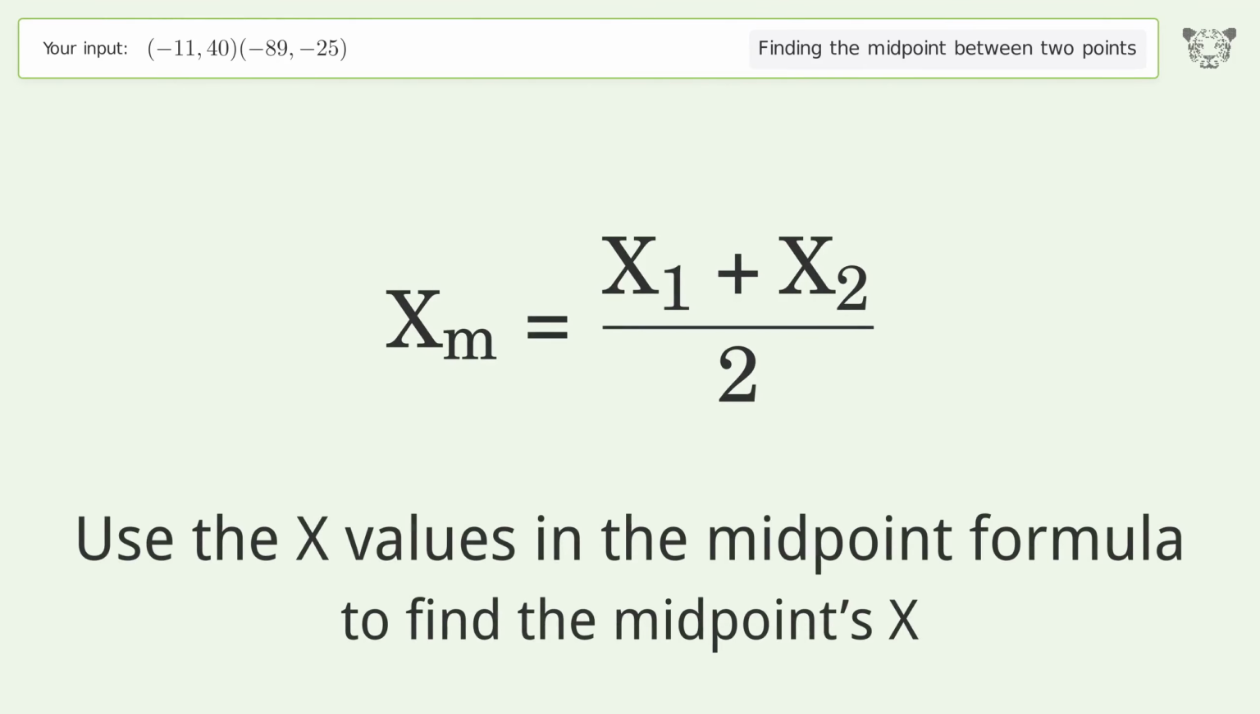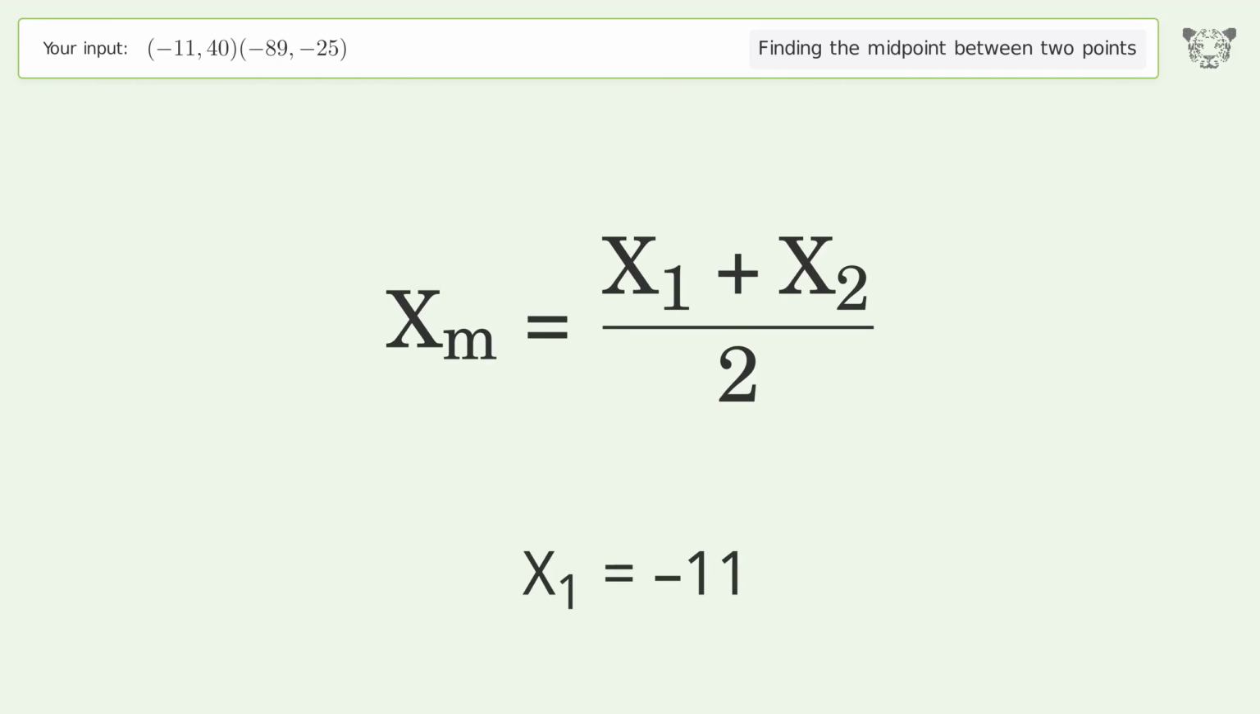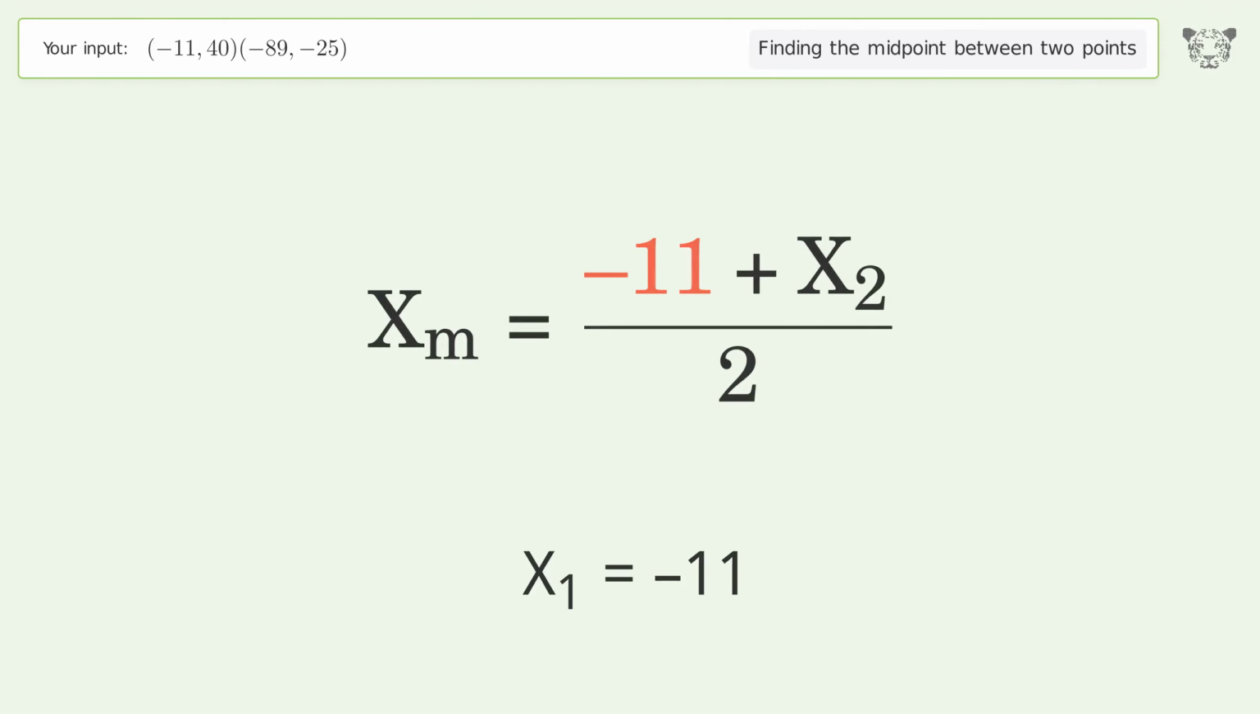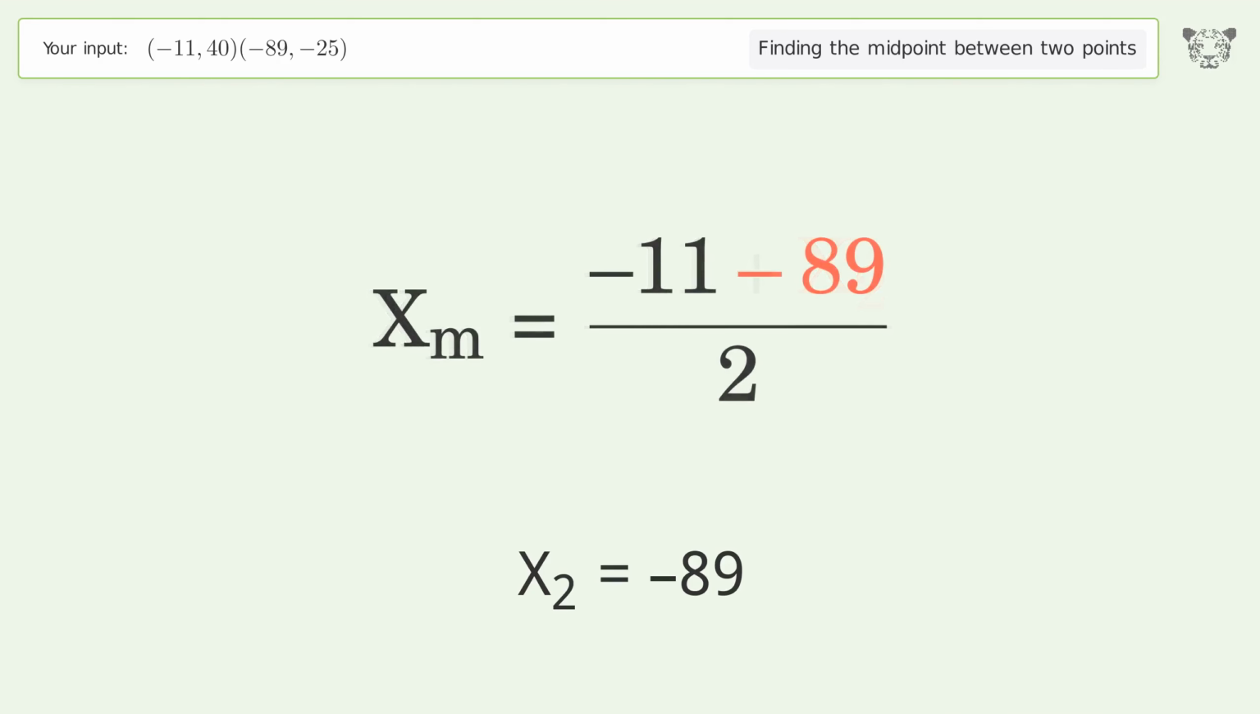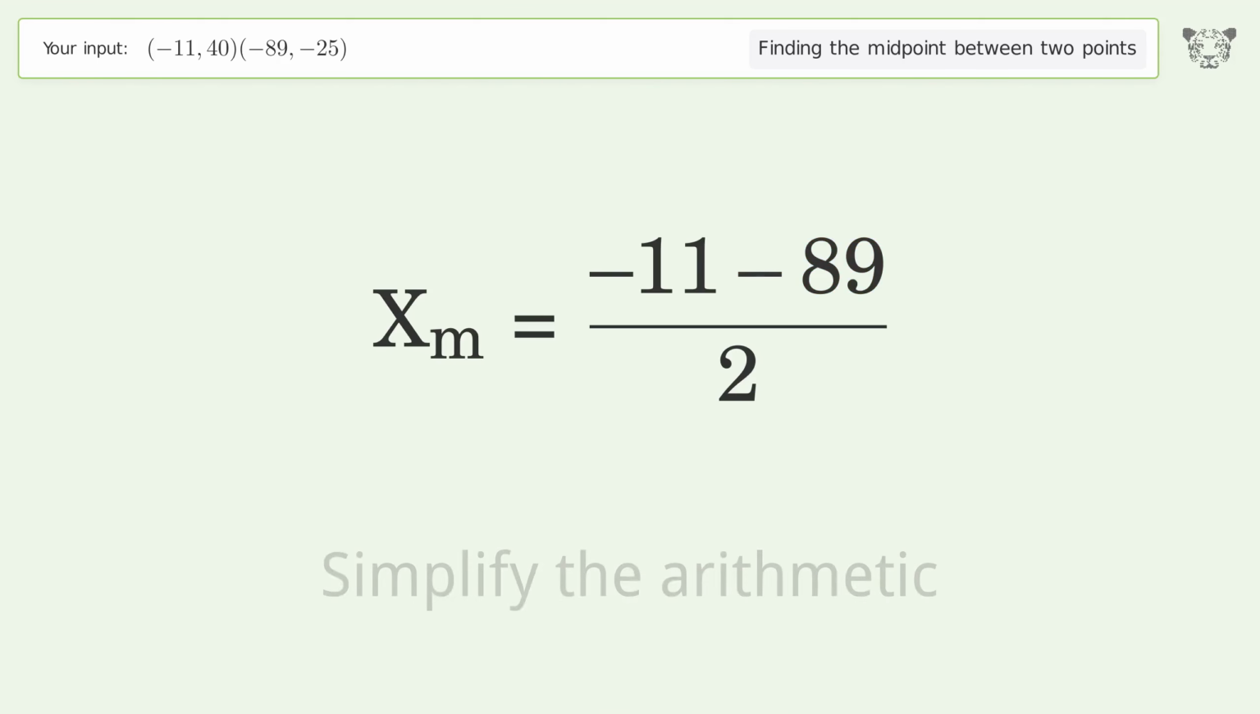Use the x values in the midpoint formula to find the midpoint's x. x1 equals -11. x2 equals -89. Simplify the arithmetic.